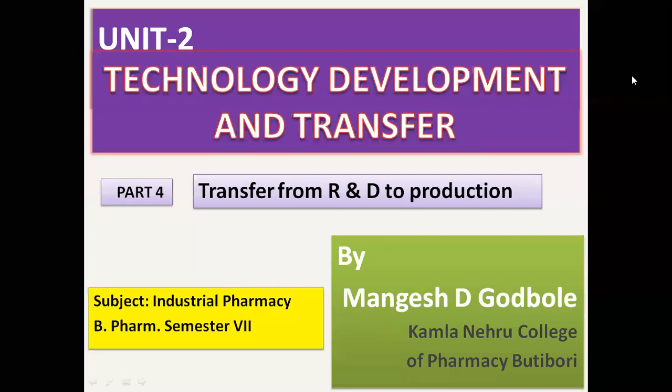So in continuation to technology development and transfer, we already discussed that initially the product or the formula is developed at the R&D scale in the pilot plant, then it is scaled up, so it is transferred into the industry for large scale production. So it is called technology transfer. There is transfer of everything: documentation, method, process, qualification of instruments, and all these things. So here we go with the next theme: transfer from R&D to production.